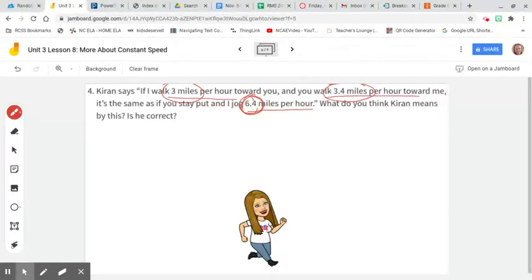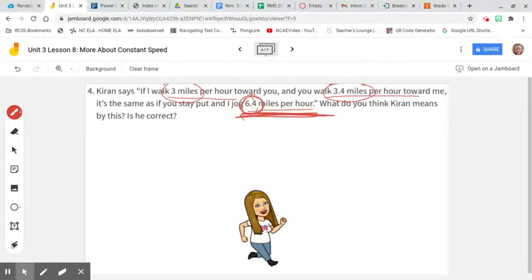So what Kieran means is that each hour, the total distance between them is decreasing by this 6.4 miles per hour. So the amount of time it will take them to meet is the same as if one person stays put and the other person travels at that same 6.4 miles per hour. However, the location of their meeting would have to change to Claire's house instead of somewhere in between, because if Claire's not going anywhere, then Kieran has to come to her. And I hope that makes sense.